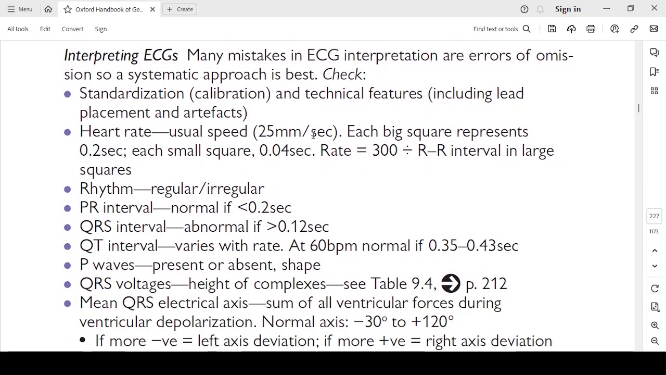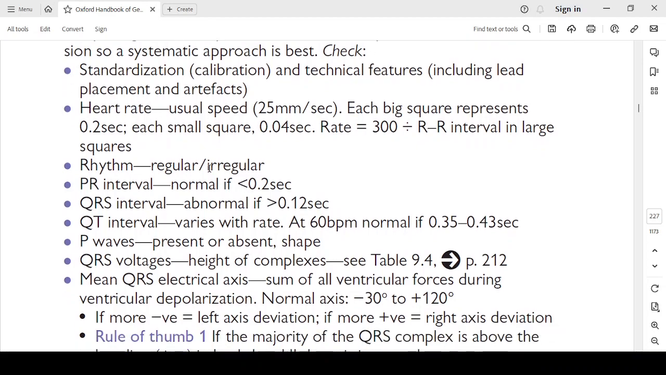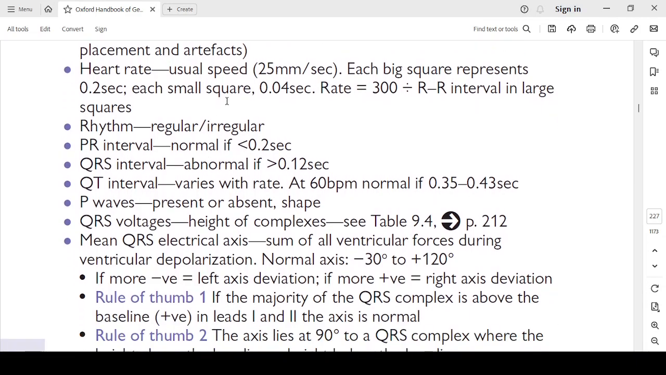Many mistakes in ECG interpretation are errors of omission, so a systematic approach is best. Check standardization, calibration, and technical features, including lead placement and artifacts. Heart rate. Usual speed is 25 millimeters per second. Each big square represents 0.2 seconds. Each small square represents 0.04 seconds.